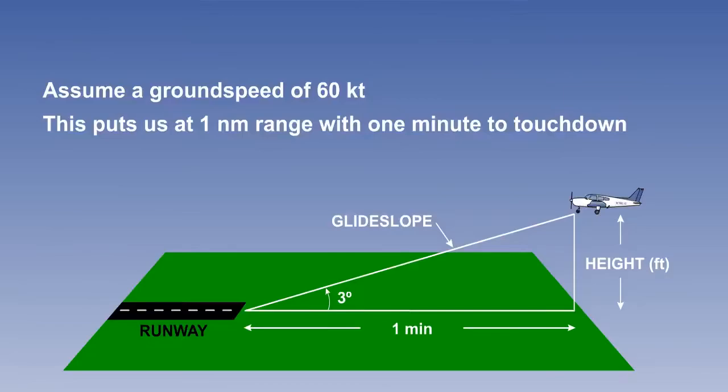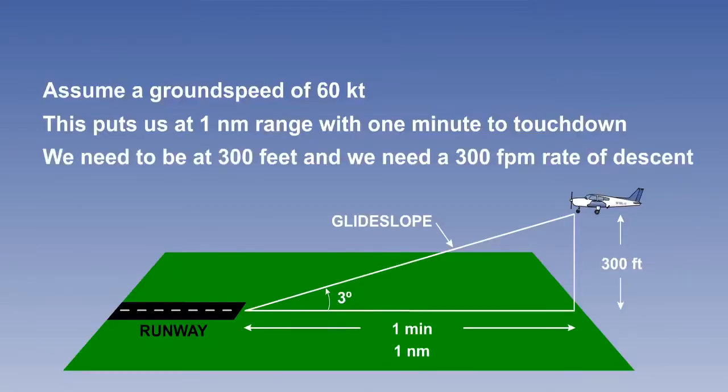On a 3-degree glide slope, what height do we need to be when we're 1 mile from touchdown? 300 feet. So, we have 1 minute to touchdown and we're at 300 feet. We need a rate of descent of 300 feet per minute.